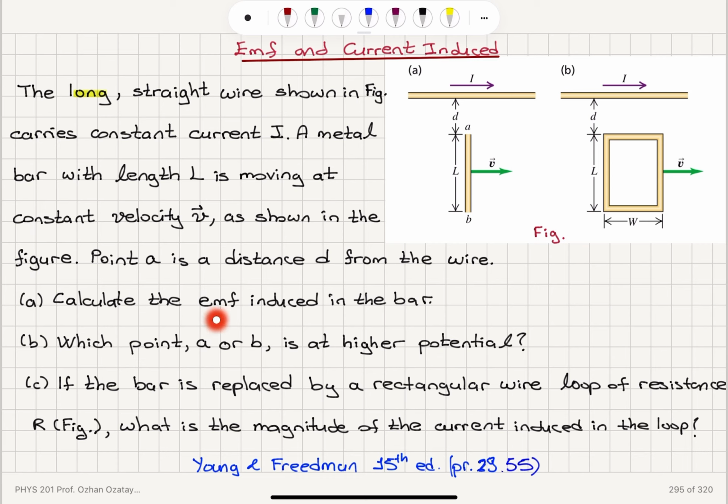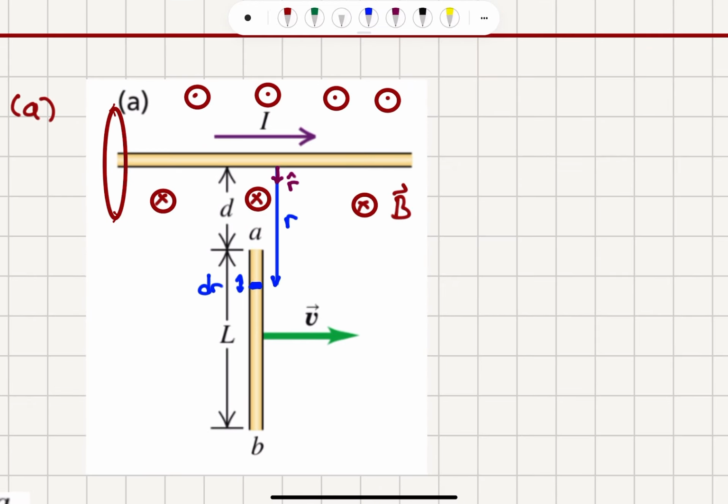Part A, calculate the EMF induced in the bar. Okay, so this bar is moving with velocity v. This current will create a magnetic field around this wire. And how much will that magnetic field be? Well, first of all, using the right-hand rule, our thumb points in the direction of the current. The four fingers of the right hand curl out of the page on top and into the page at the bottom. So we can see that the magnetic field lines curl like this, from top to bottom.